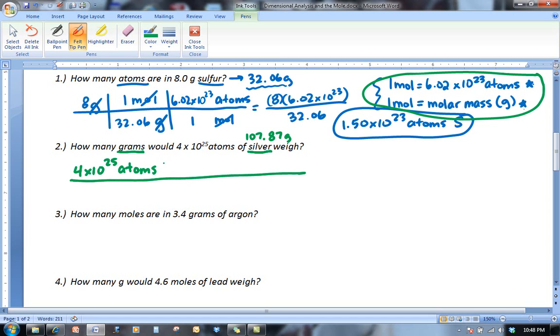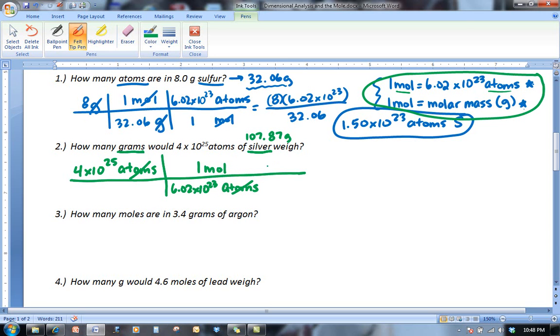Draw your line. Denote your unit. And since we don't have an equation that goes directly from atoms to grams, we're going to have to go from atoms to moles. So I'm going to put 6.02 times 10 to the 23rd atoms at the bottom, and we know that that's equal to 1 mole at the top. Atoms goes away. I'm left with mole.